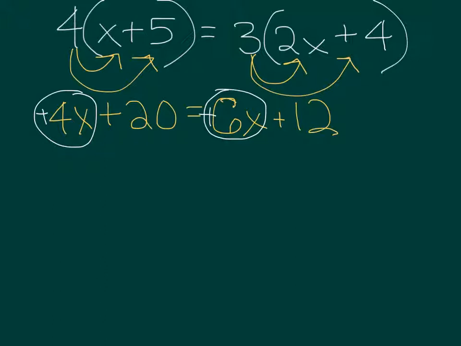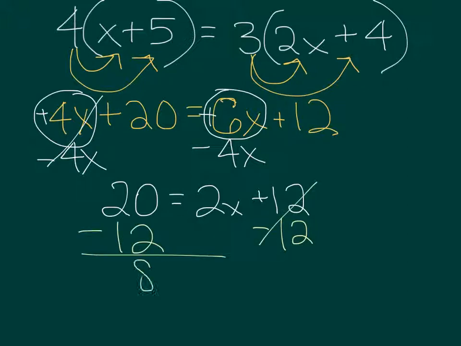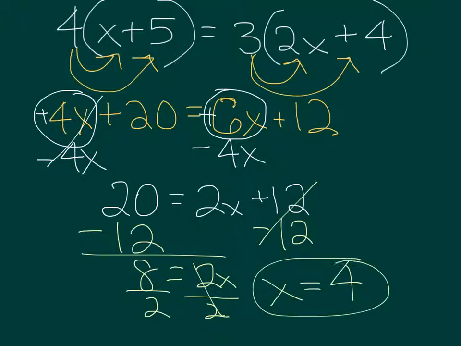So we're going to combine them. So I'm going to move my 4x to the other side by subtracting it from both sides, because I get rid of it on the left and then I get a difference on the right of 2x plus 12. Going to do the same thing with the 12 because my goal is to always get the variable by itself. So I'm left with 2x equals 8. I divide both sides by 2 and I get x equals 4.